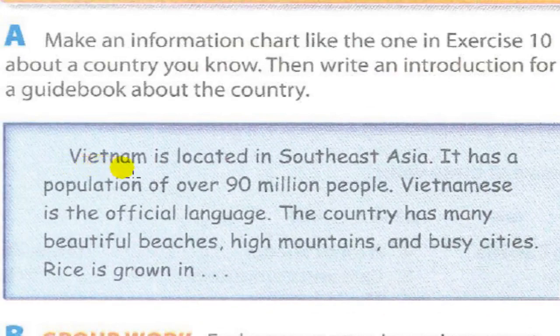Example, Vietnam. Vietnam is located in Southeast Asia. It has a population of over 90 million people. Vietnamese is the official language. The country has many beautiful beaches, high mountains, and busy cities. Rice is grown in. So in this exercise, you are going to write about a country you like and write about it a paragraph in a professional way. Homework.